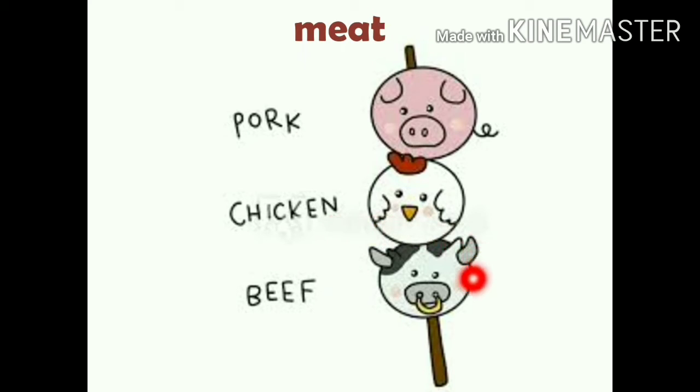And the last one here is a cow. So for cow's meat, we call it beef. Beef. Beef. Okay, so now if you see an arrow like that, you say, for example, pork. So are you ready? Let's go.